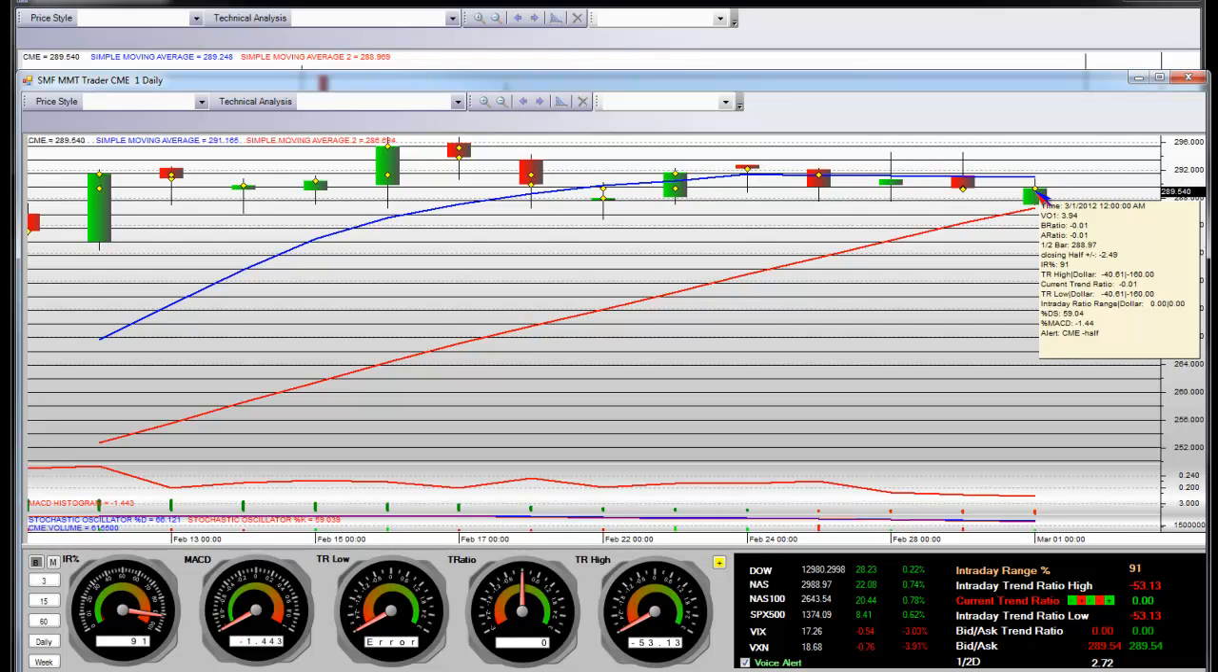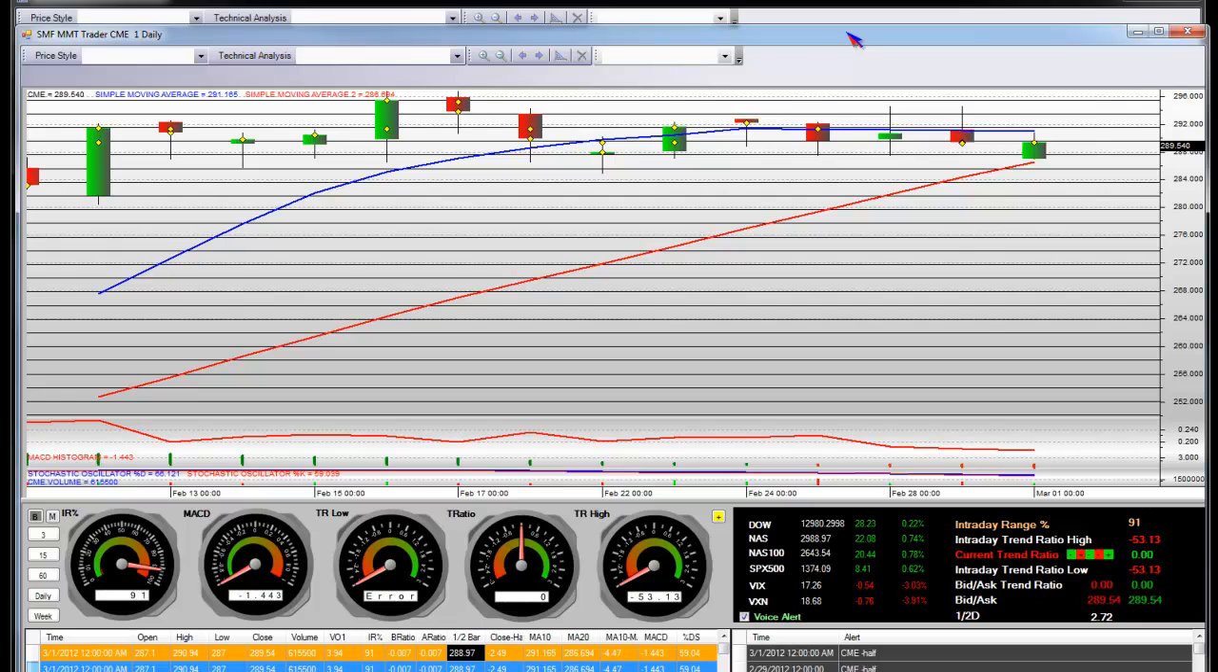The high was 290.94 and the low, how about that, 287. And where did it close? 289.54. That's where it closed. So one of the things that we're going to be looking at is the range today. So you take these ranges here.